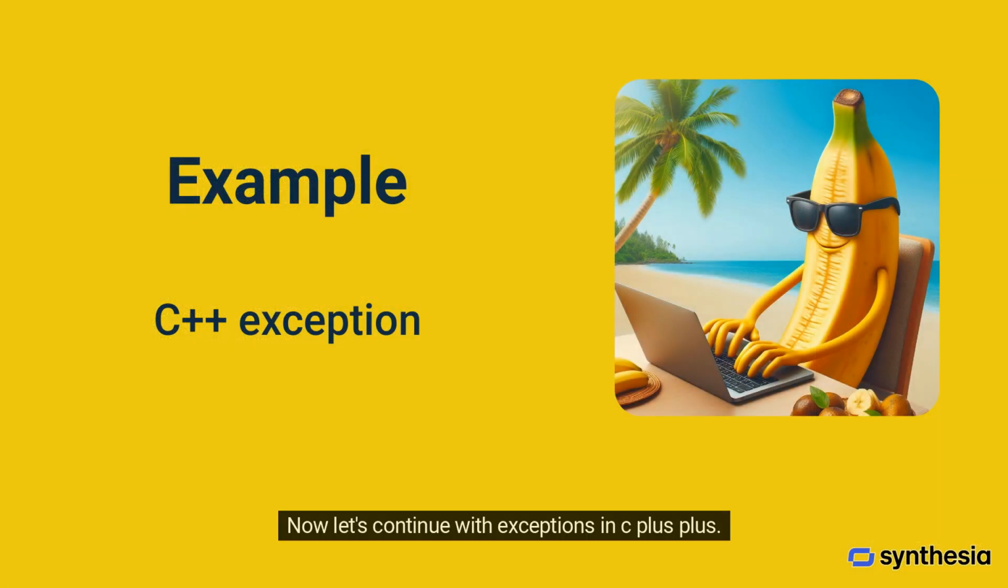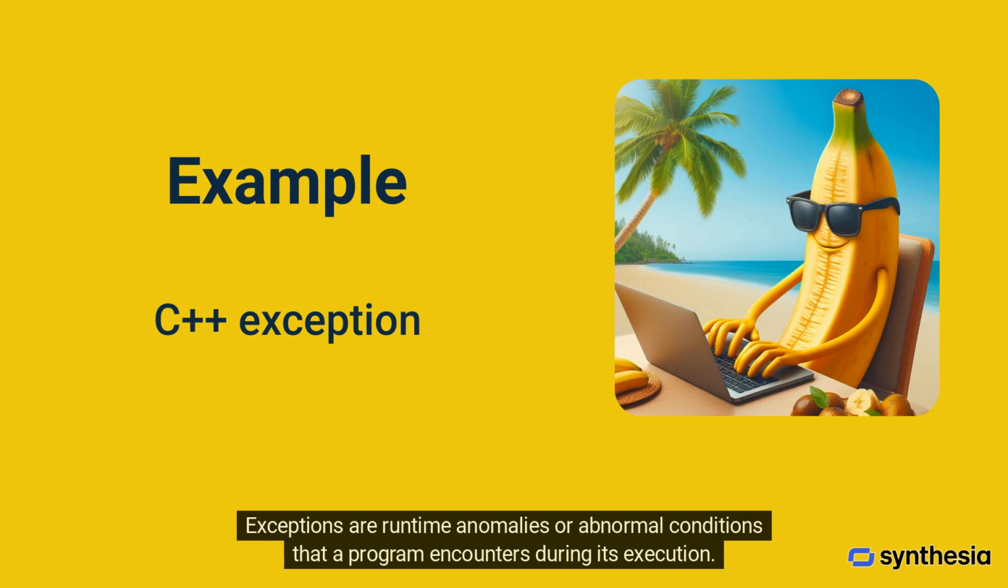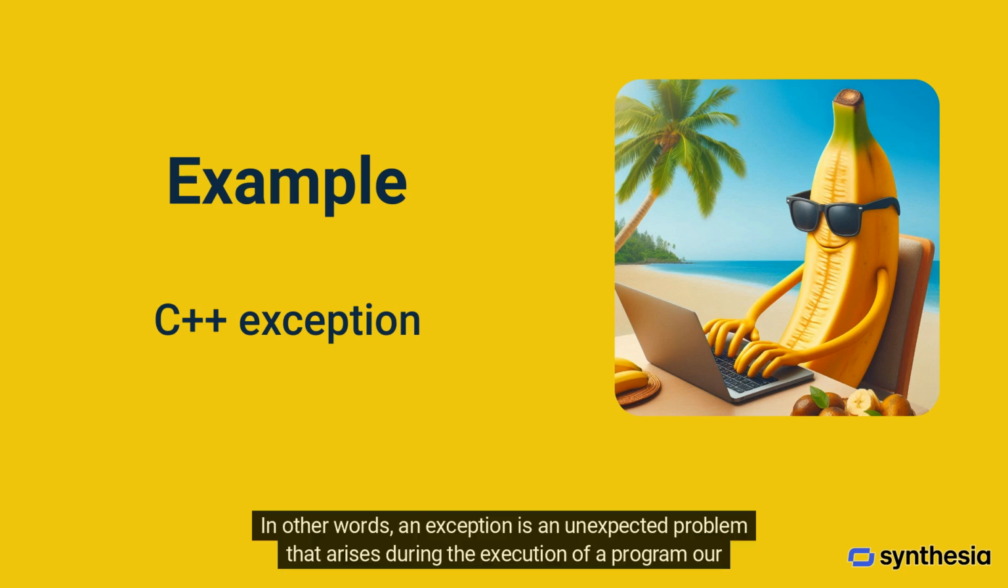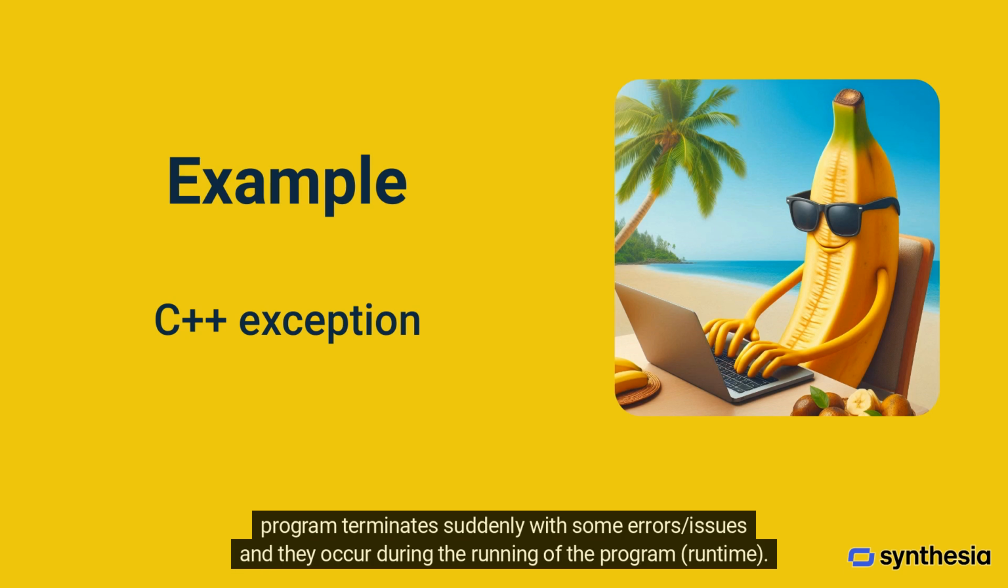Now let's continue with exceptions in C++. Exceptions are runtime anomalies or abnormal conditions that a program encounters during its execution. The process of handling these exceptions is called exception handling. In other words, an exception is an unexpected problem that arises during the execution of a program. Our program terminates suddenly with some errors or issues, and they occur during the running of the program, at runtime.